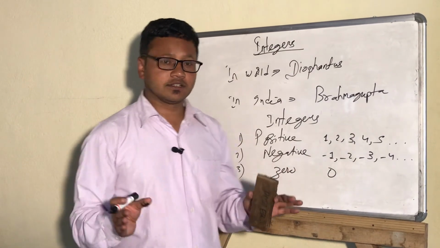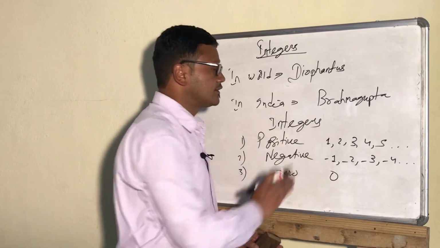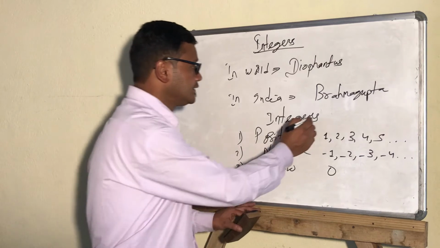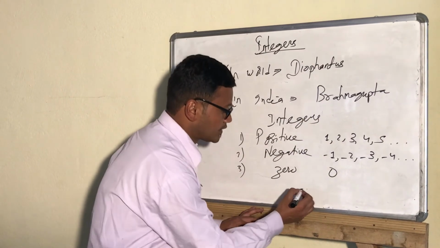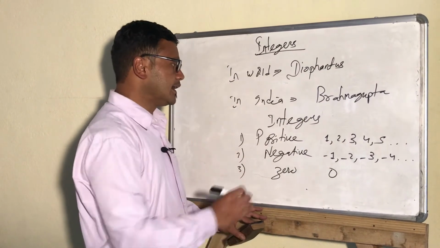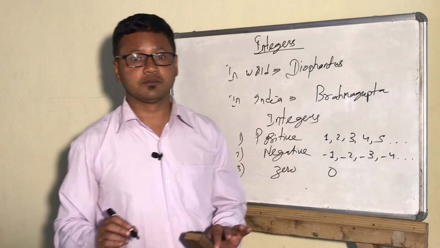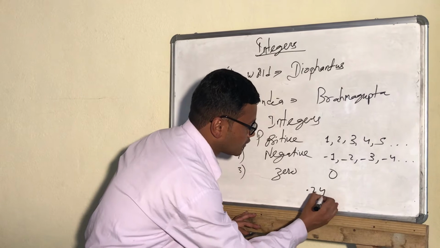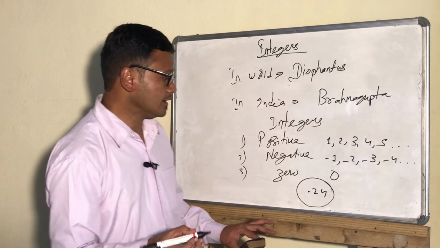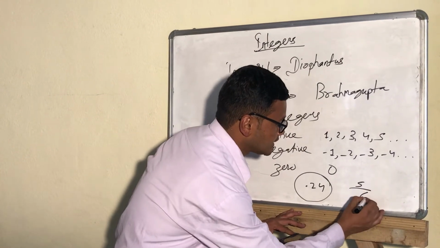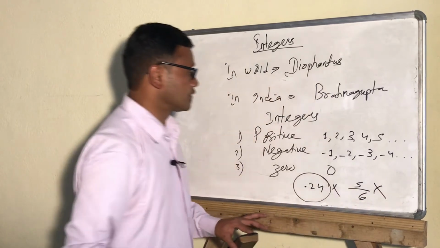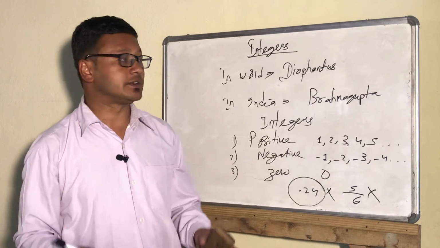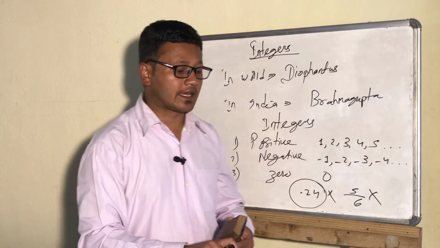And we can also say that integers are neither decimal nor fractional, or we can say integers cannot have a decimal point. It is not in decimal form and it is not in fractional form also. Like 0.24 is not an integer, or 5/6 is not an integer, okay? Integers are positive, negative, and 0 only. We have discussed this by making a number line also.